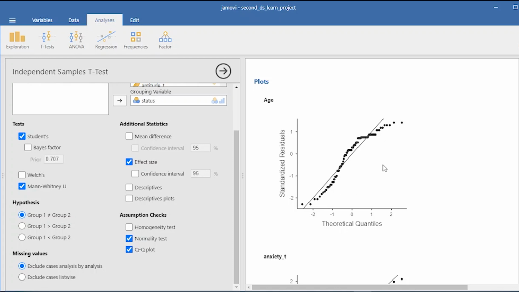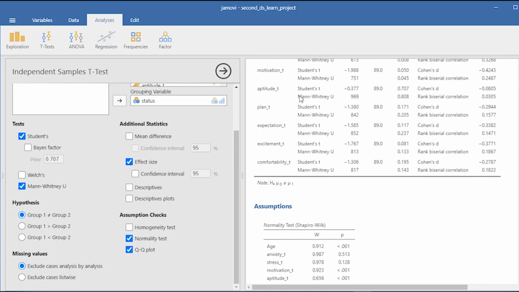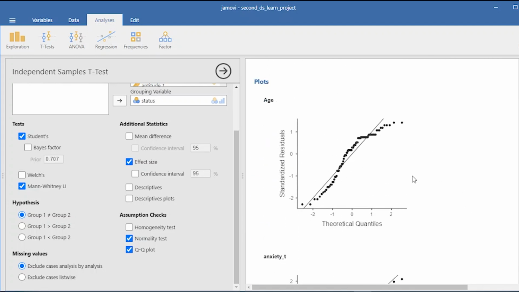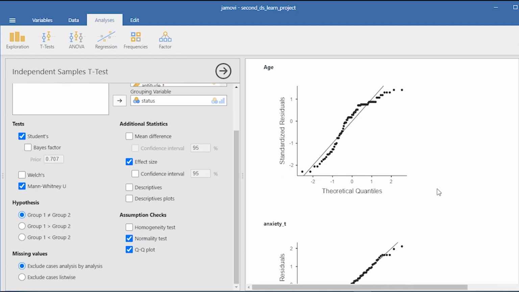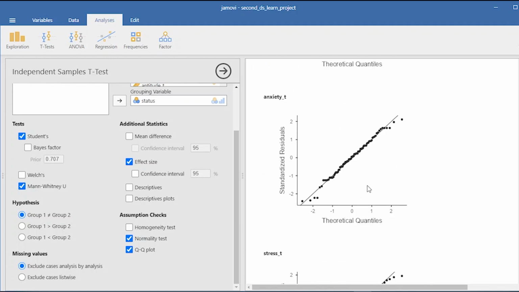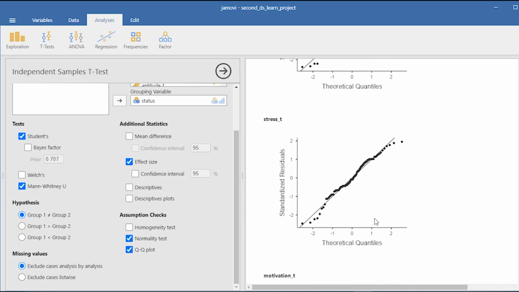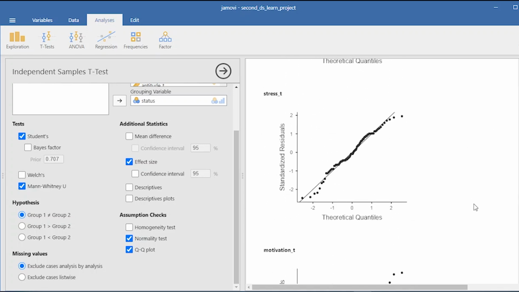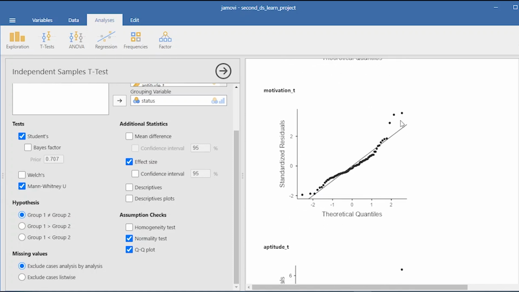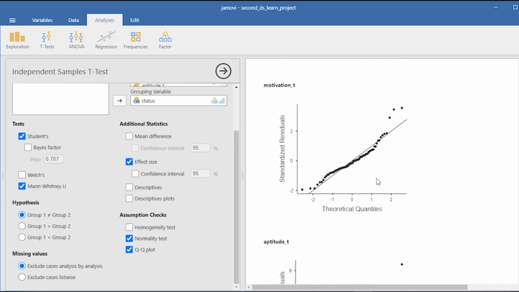So this picture might give you intuition to rely more on the reading of Mann-Whitney on some variables, or on the t-test on others. On the age, well, I can take both Mann-Whitney and also the t-test, I think. For anxiety, absolutely the t-test can tell me, because they were okay, almost there. Also for the stress, it's quite normal. Motivation is a little bit deviated at some points out of normality, but the rest are okay.